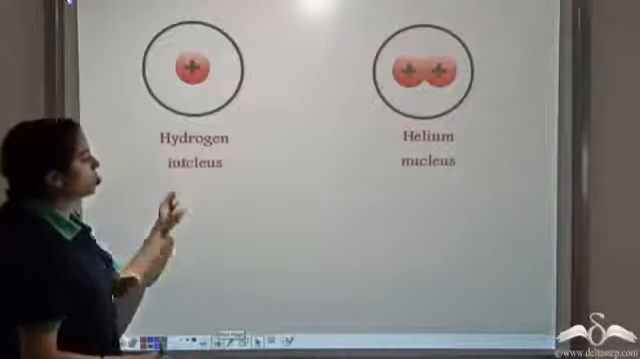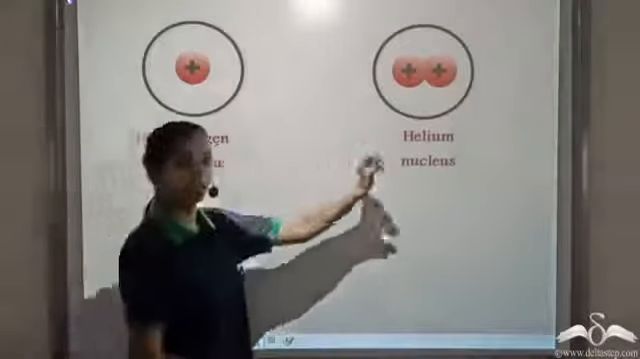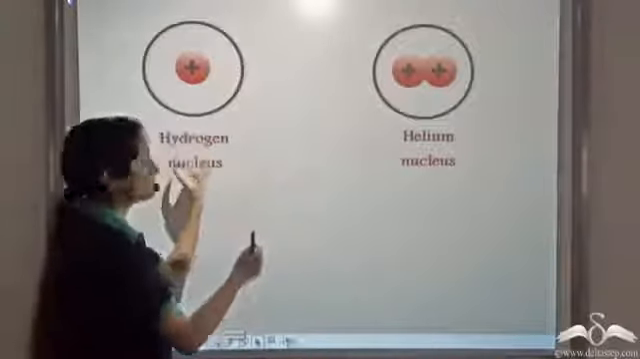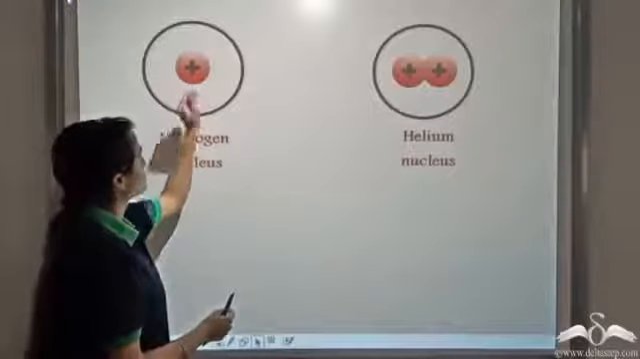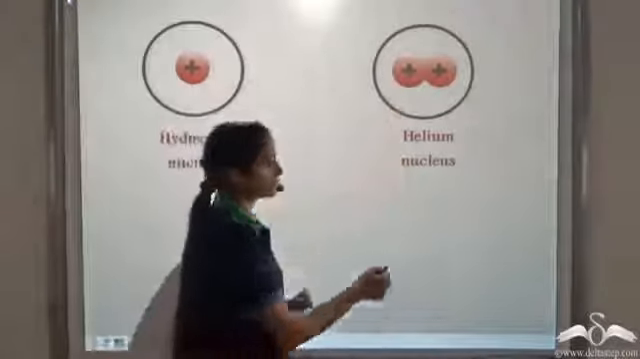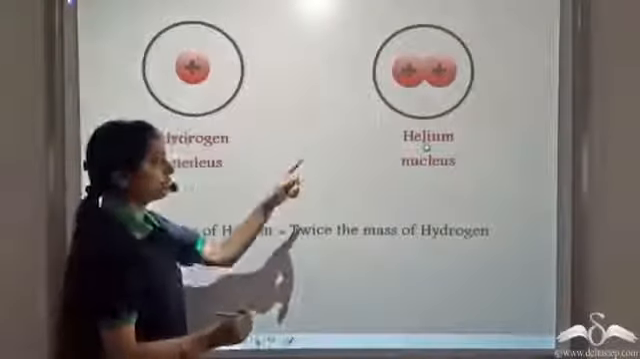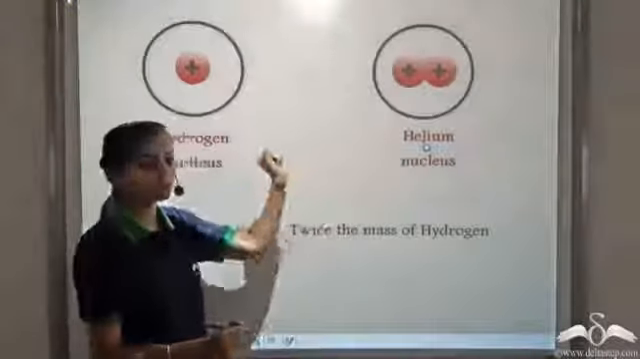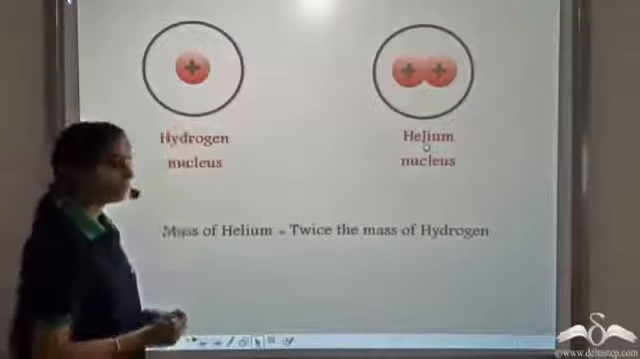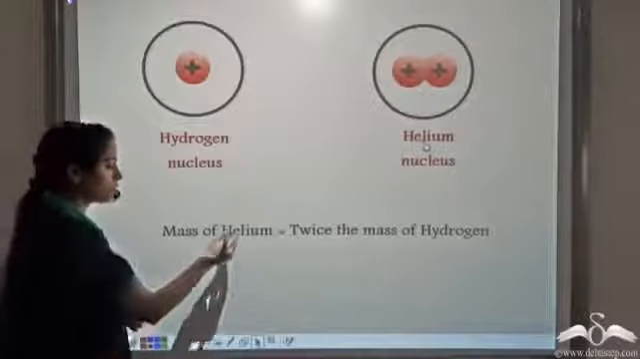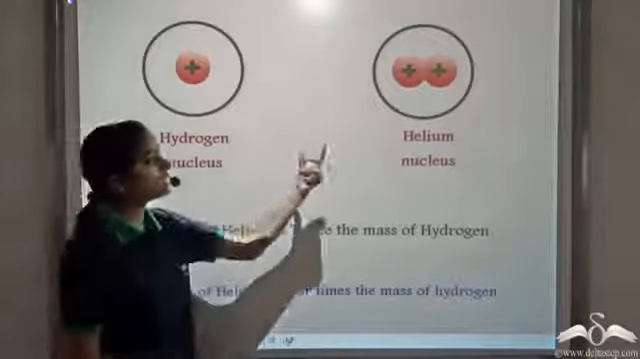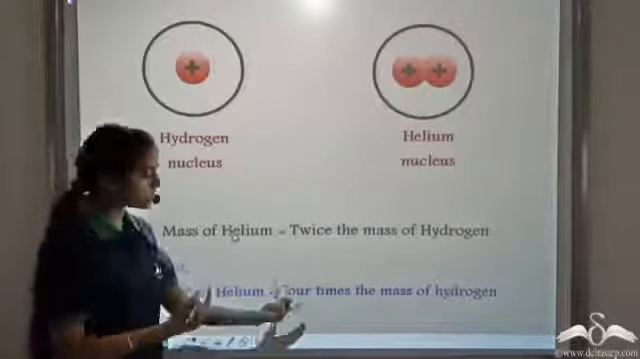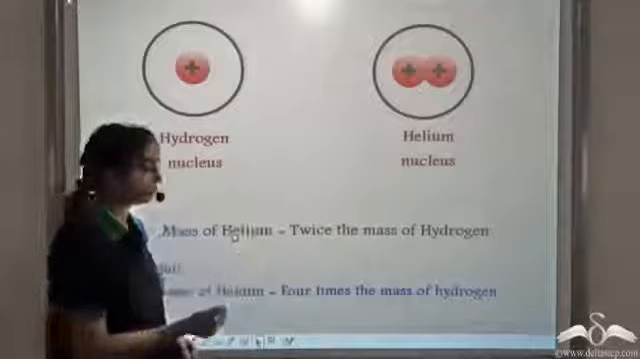Scientists took two nuclei, the hydrogen nucleus and the helium nucleus. We know that the entire mass of an atom is concentrated in the nucleus. Hydrogen has one proton, helium has two protons. So the mass of helium should be twice the mass of hydrogen. But when experiments were performed, it was observed that the mass of helium was 4 times the mass of hydrogen. So where was this extra mass coming from in the helium atom?